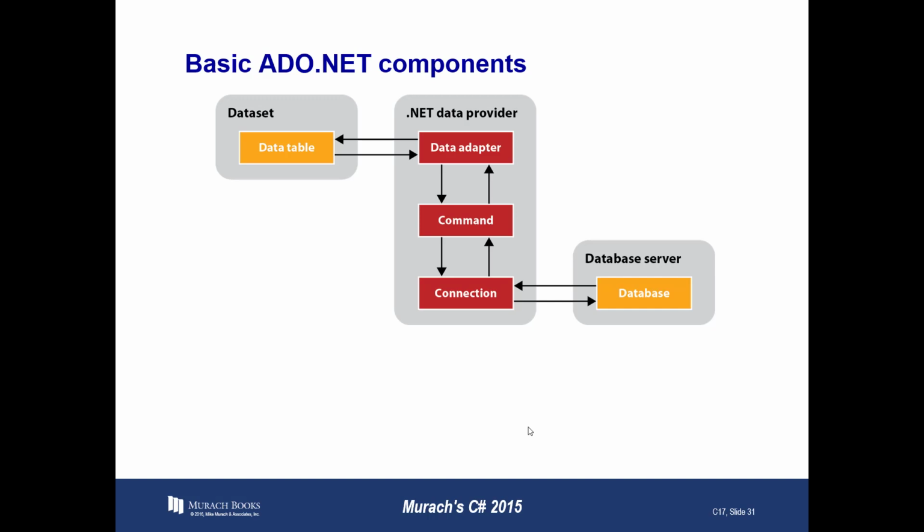All right. But you use data tables in conjunction with data adapters. Data adapters are used in conjunction with command objects. Command objects are used in conjunction with connection objects. Connection objects are used in conjunction with a database server. So, you come in here, notice we can go in both directions. You come here, you can go in both directions. Here you go in both directions. Here you go in both directions. So you might go here to here to here to here to here, back, back, back, back, as an example.